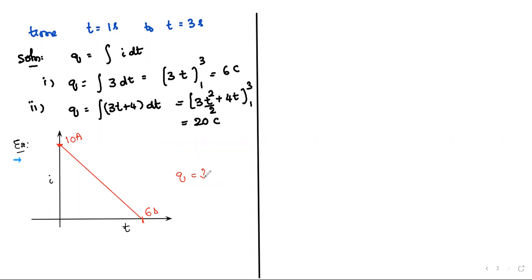Area. Is it 30 nano? Yeah, exactly, I think. Half base into height. Yes, yes, 30. Exactly, exactly. Accepted.